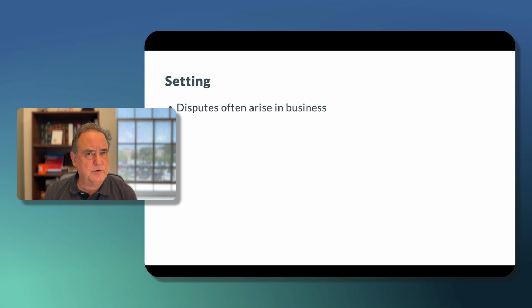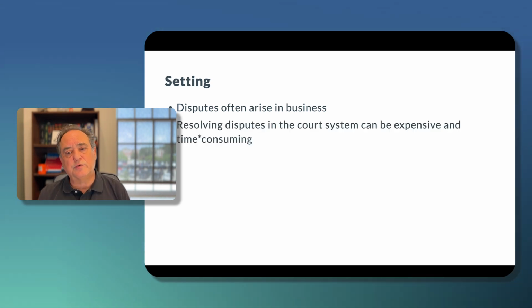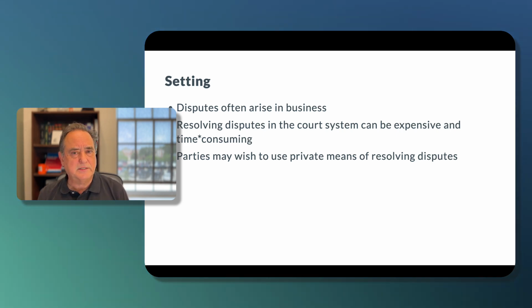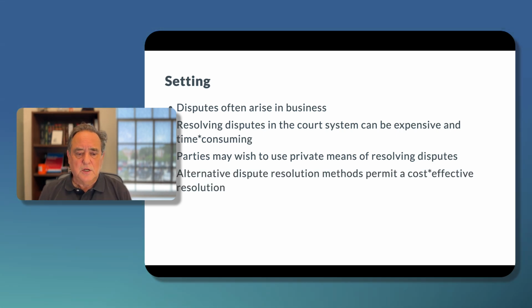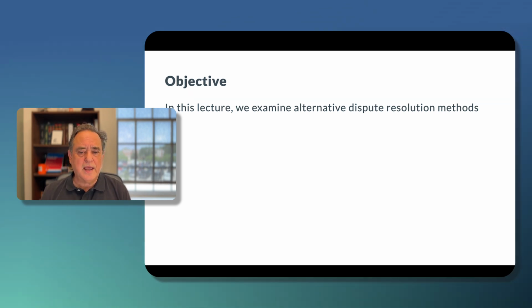Now, we know that disputes often arise in business, whether between a business and another business, or a business and its employees, or a business and someone who has been injured by the business. And as we learned when we were discussing litigation, resolving disputes in the court system can be expensive and very time-consuming. And so parties may wish to use a private means of resolving disputes. Alternative dispute resolution methods permit a cost-effective resolution. So in this lecture, we're going to look at alternative dispute resolution methods.